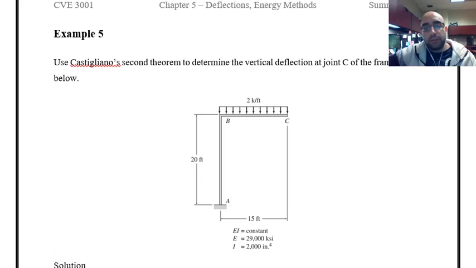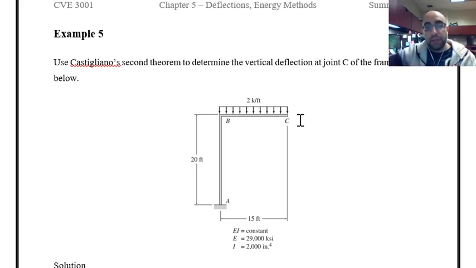But now that we know about Castigliano's second theorem, we can use it in this problem. As you can see, this frame is given to us. We have the loading, we have properties of the material, and the question is asking about the vertical deflection at joint C. How should I use Castigliano's theorem for solving this problem?